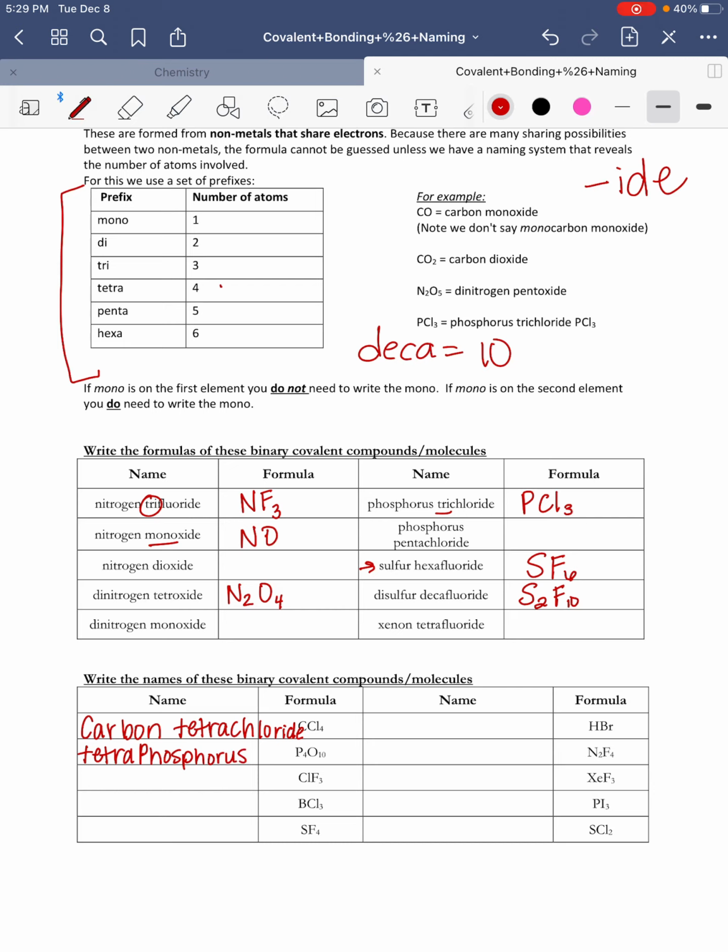Okay. Let's try another one. So we have sulfur. I'm just skipping around at this point so we get to see a little bit of everything. And then we have 4 fluorine, so tetrafluoride.